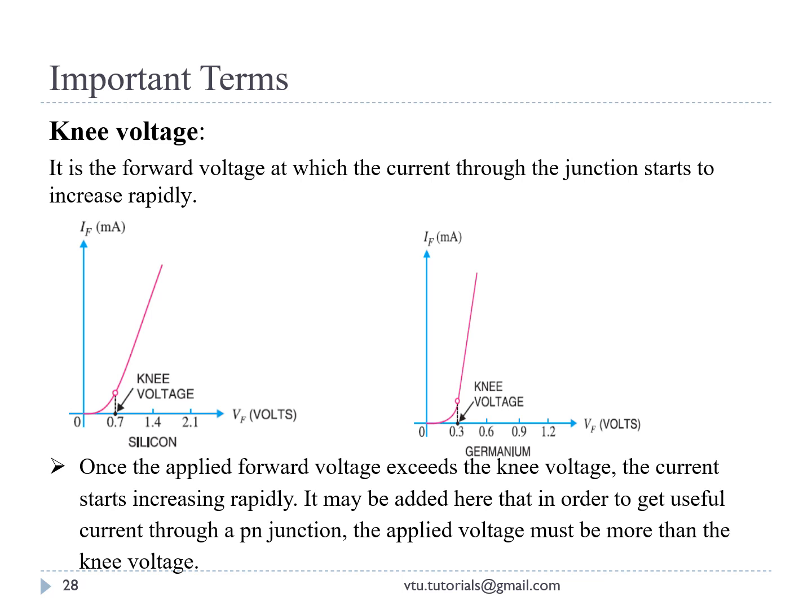Next is the knee voltage. It is the forward voltage at which the current through the junction starts to increase rapidly. When you look at the curve over here, from 0 to 0.7 volts there is a small increase in current, and later, after the point 0.7, there is a sudden rise in the current, and this is called the knee voltage. For silicon it is 0.7 and for germanium it is 0.3.